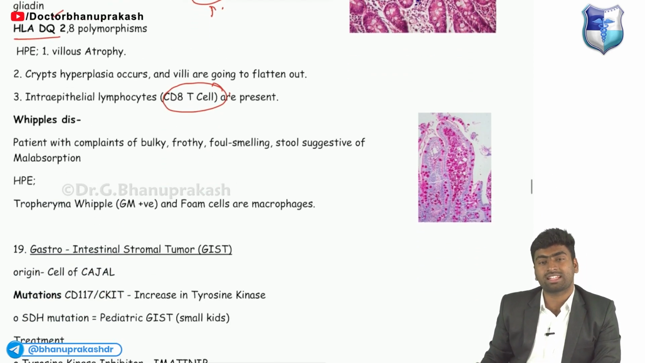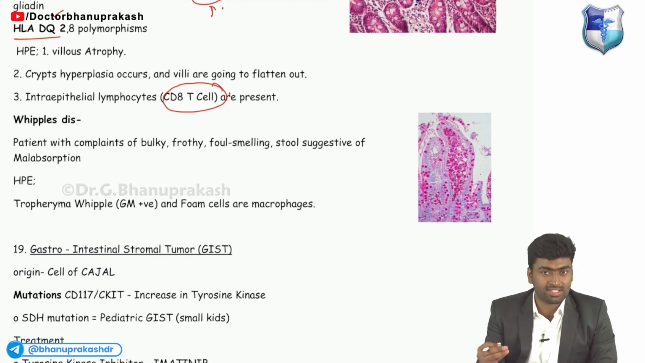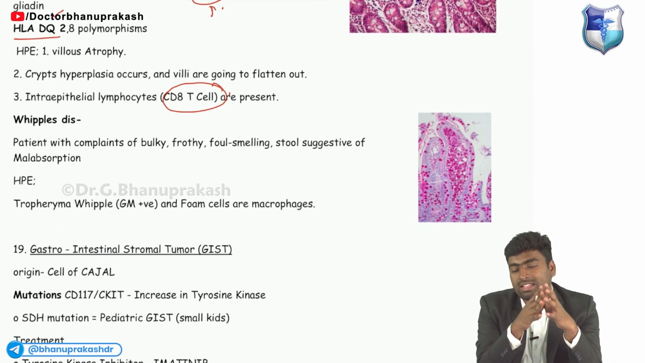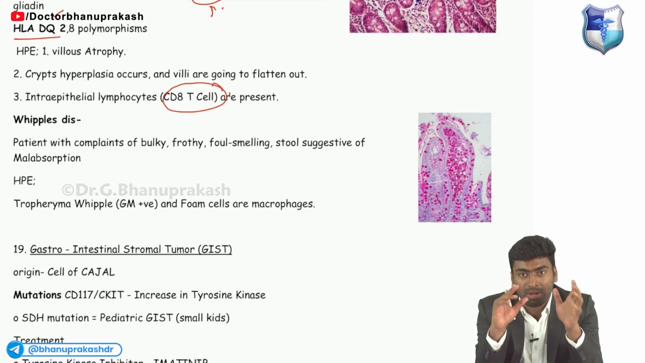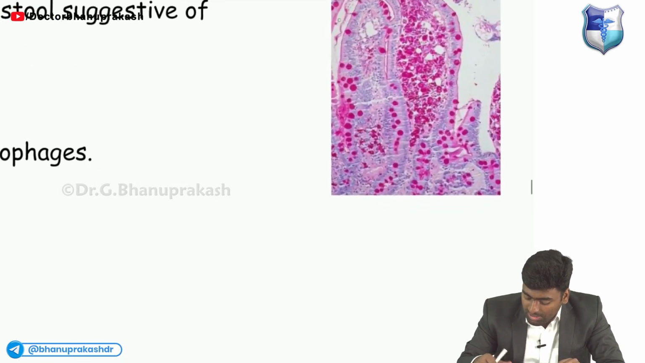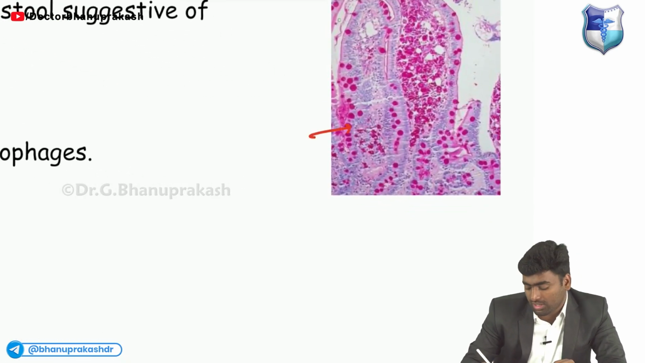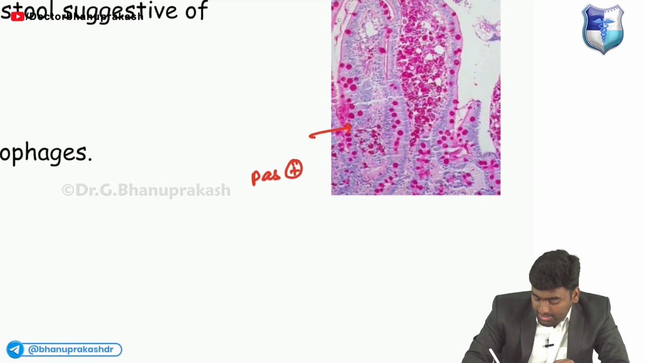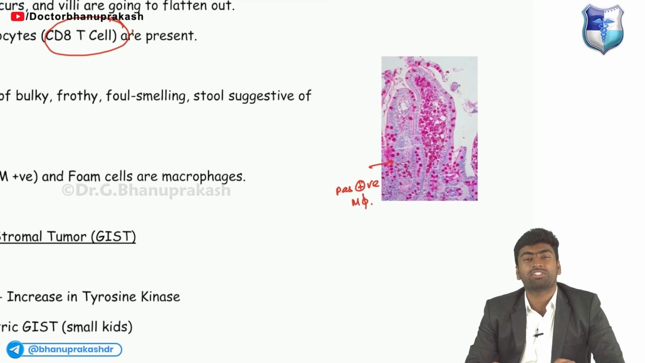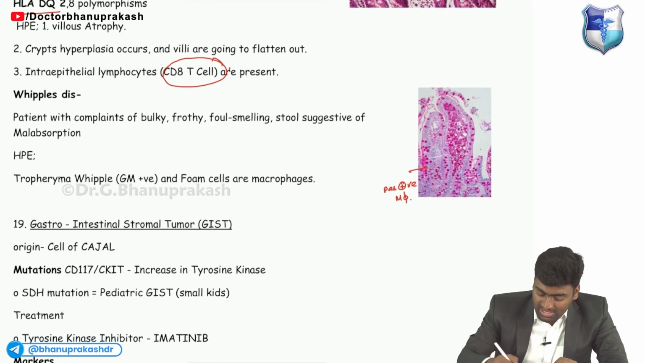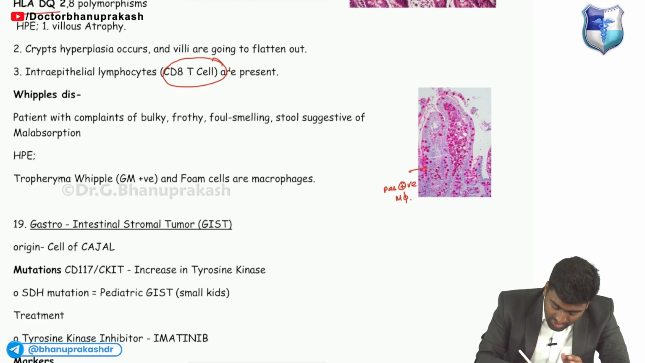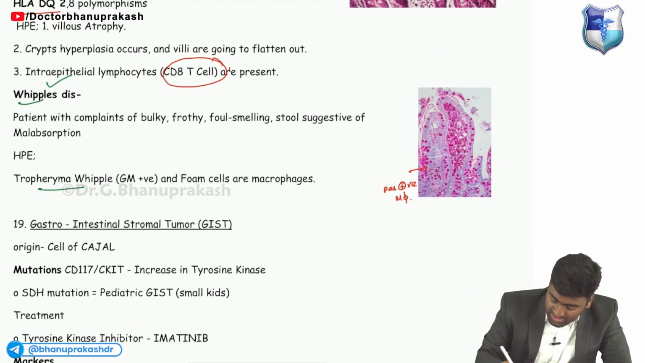Next, if you see the next disease, it is Whipple's disease. In Whipple's disease, there are the same features of malabsorption, along with systemic involvement, but when you do the biopsy, you will see only one feature, which is known as PAS-positive macrophages. These PAS-positive macrophages contain Tropheryma whipplei bacilli. They will be especially seen in a case of Whipple's disease. These are foam cells, which are macrophages, and they are PAS-positive.